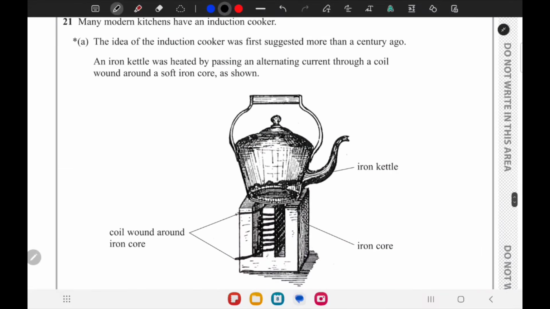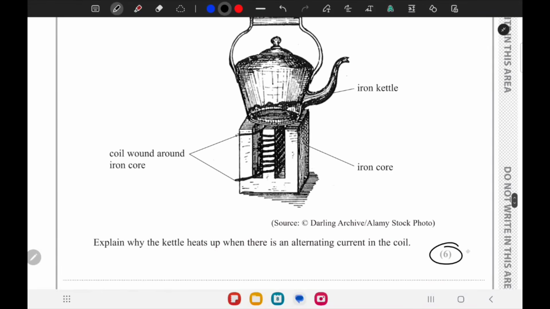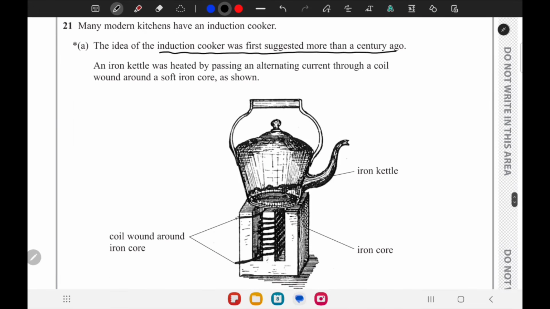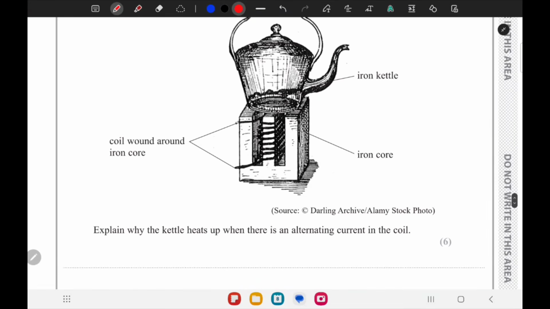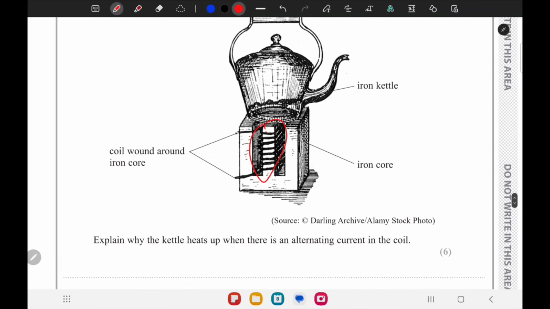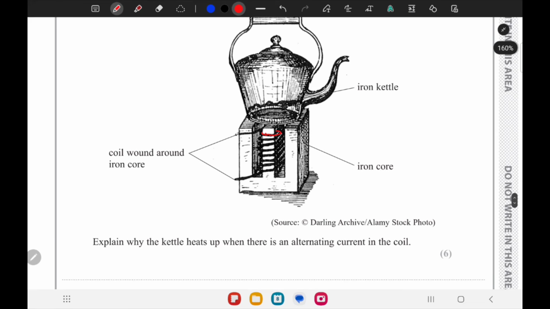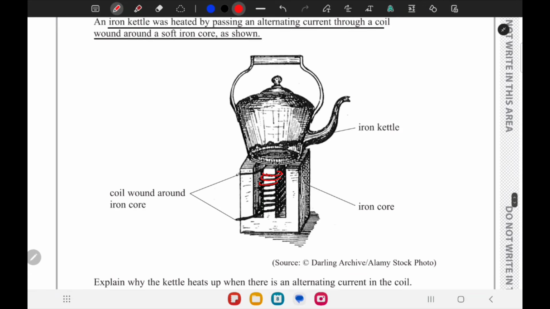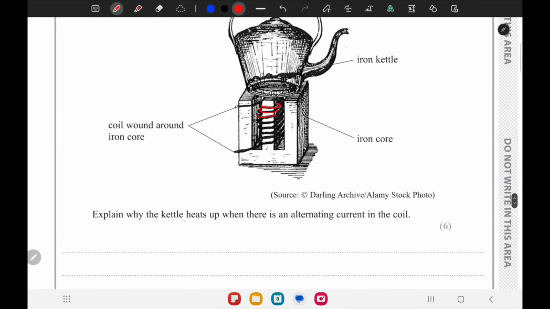Now on to question 21. We have the 6 marker over here. We are told that the idea of an induction cooker was first suggested more than a century ago. An iron kettle was heated by passing an alternating current through a coil wound around a soft iron core as shown. So this is the soft iron core and you have the coils around it. We have to explain why the kettle heats up when there is an alternating current in the coil.